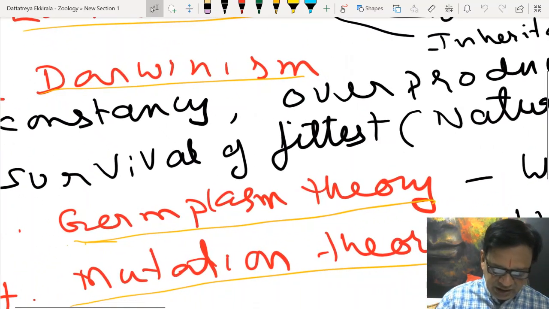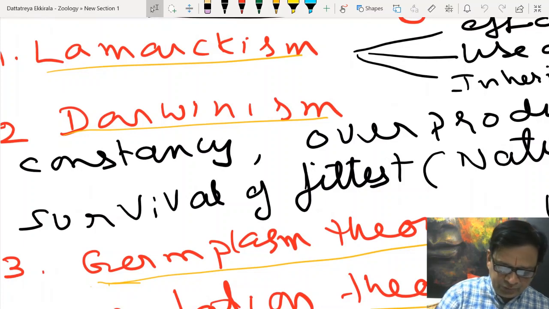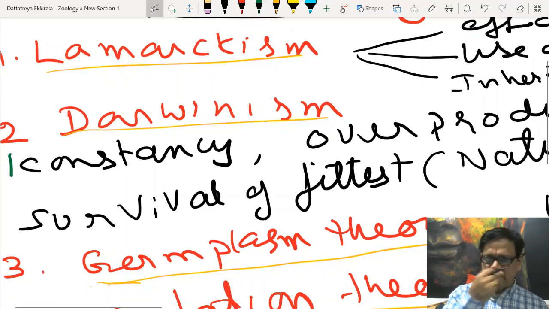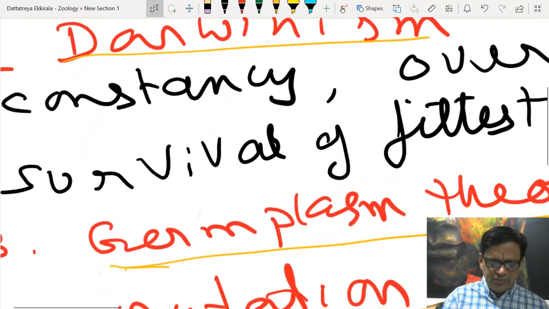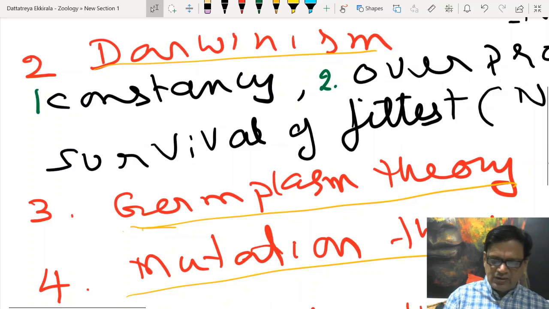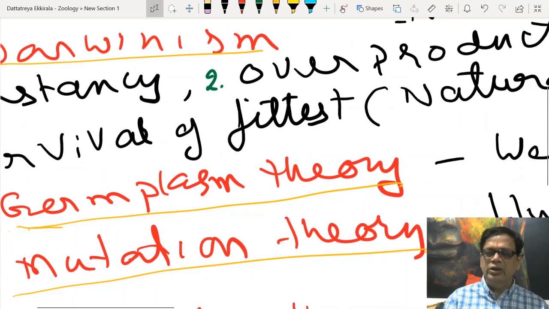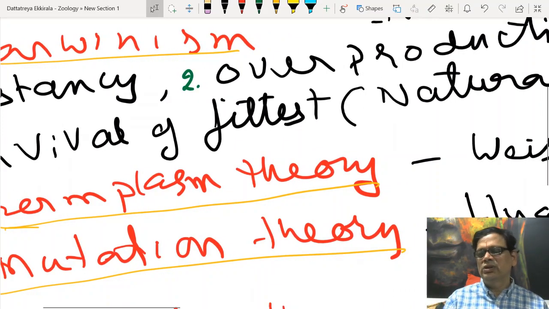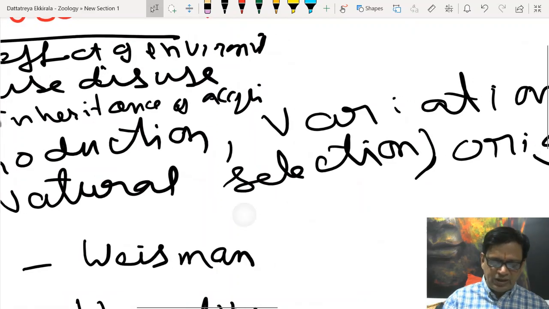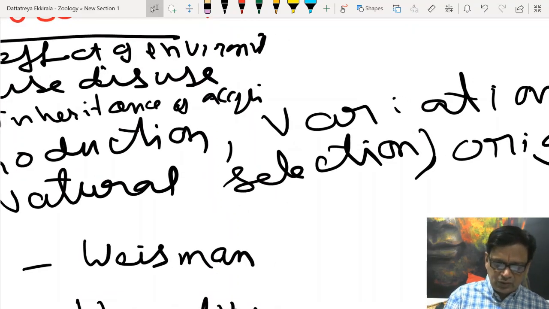Darwin's theory can be divided into main concepts like this. First one, constancy in the population. Every population tries to multiply enormously, but it remains constant. Second concept is overproduction. An enormous number of gametes are produced, but all gametes produced are not fertilized, and all fertilized ones will not develop. Various examples were quoted like that.